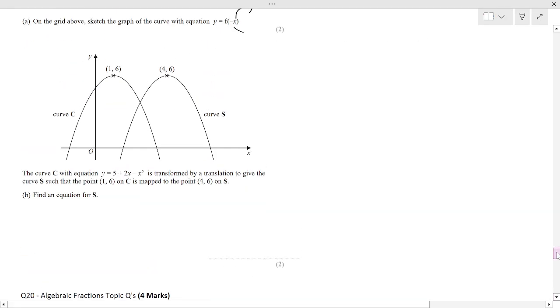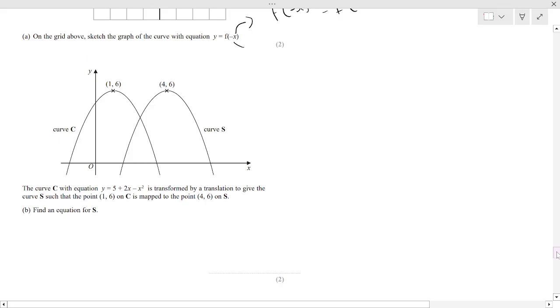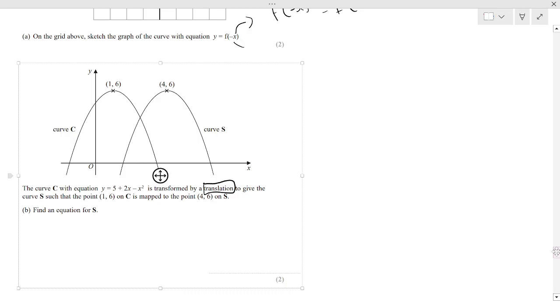Then we are given this. So we have a curve C here with this point on the curve, and it's transformed by a translation. That's going to be key to give the curve S here. So a translation, remember, is a vector. So x, y, it's telling you how many units it shifts to the left or right and up and down. So we're not stretching by a scale factor. We're just merely shifting it left or right or up and down.